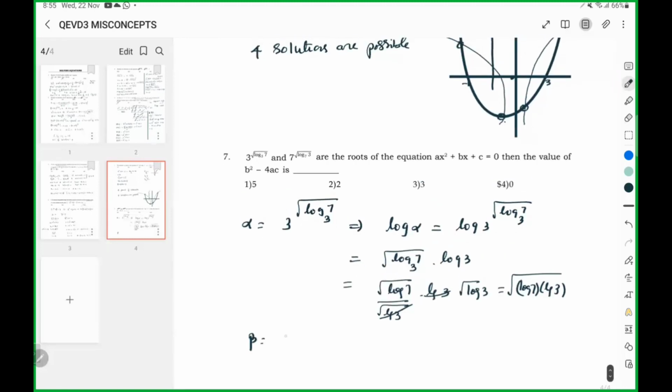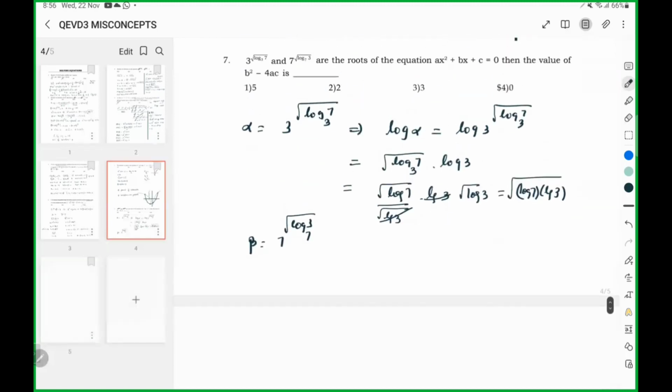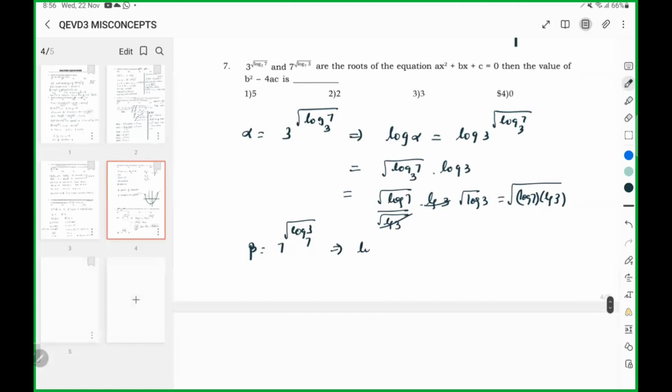Beta is 7 power log 3 to the base 7. Which implies log beta is log 3 to the base 7. After simplification, you get from here alpha is beta.